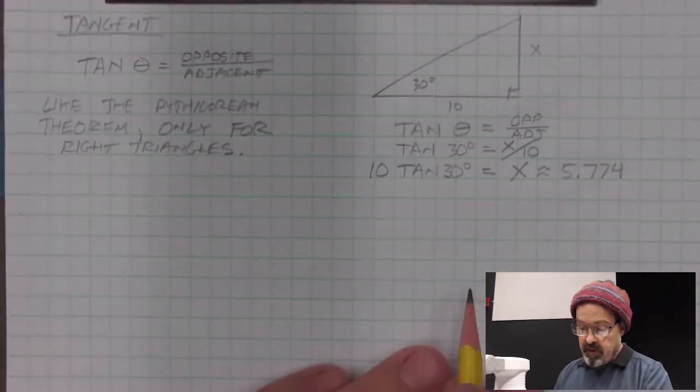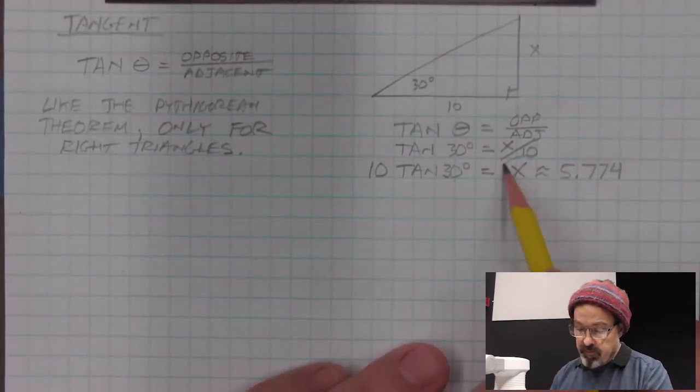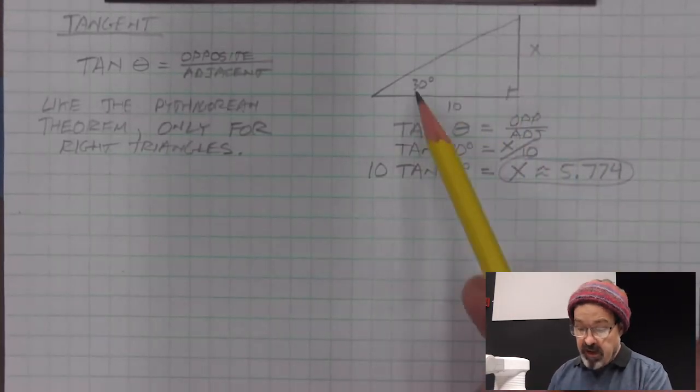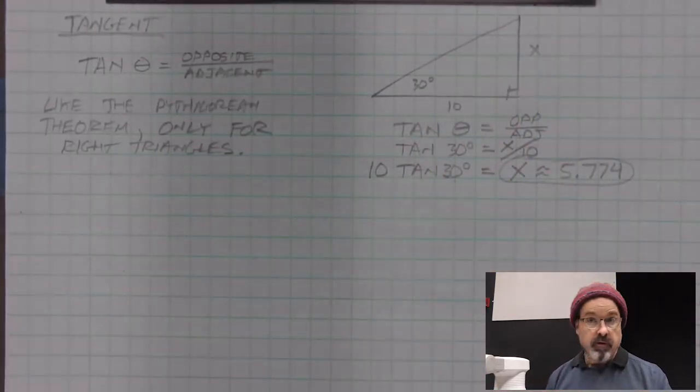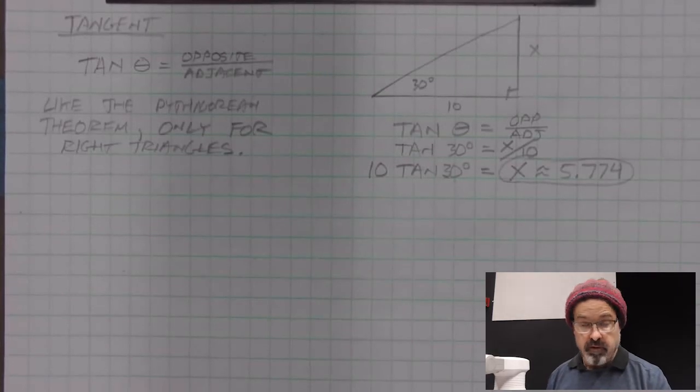What does this mean? I have found an approximation for x. I was able to begin with an angle and a side of a right triangle and use tangent to find another side. Let's get more practice with this.